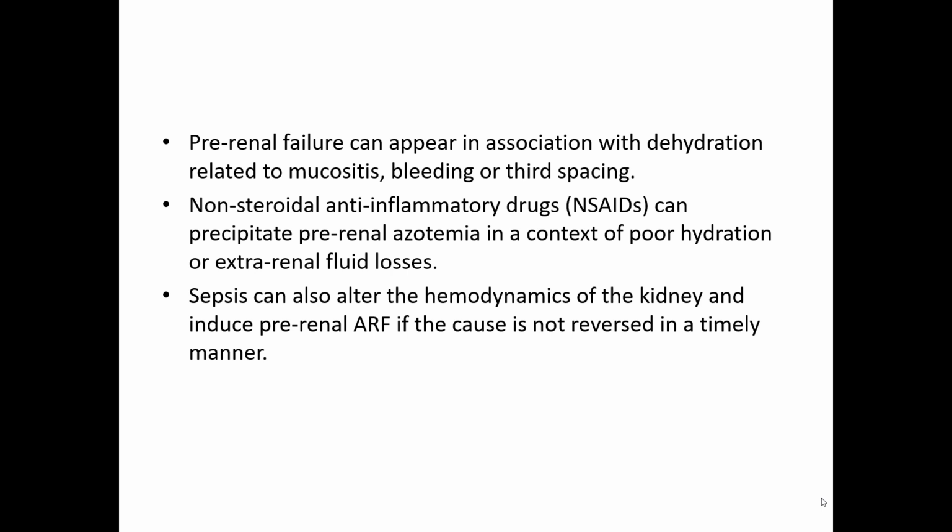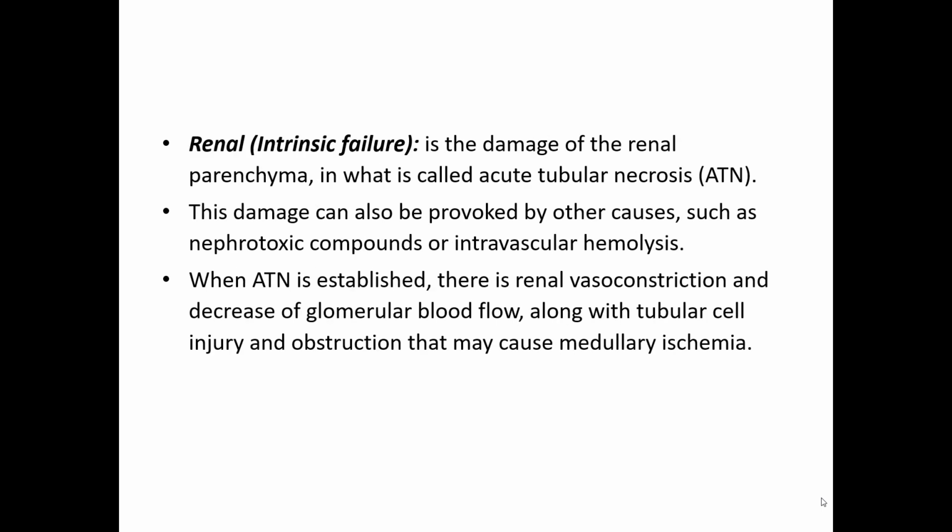Sepsis is another cause that precipitates this acute renal shutdown. It's called pre-renal, it means the circulation. Renal intrinsic factors include acute tubular necrosis, provoked by other causes such as nephrotoxic compounds and intravascular hemolysis. Acute tubular necrosis occurs when there is renal vasoconstriction and decrease of renal blood flow, along with tubular cell injury and obstruction that may cause medullary ischemia.